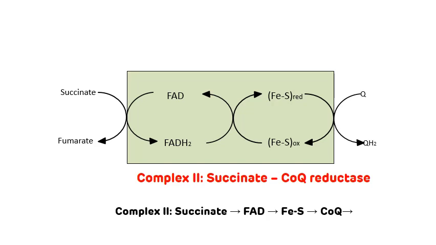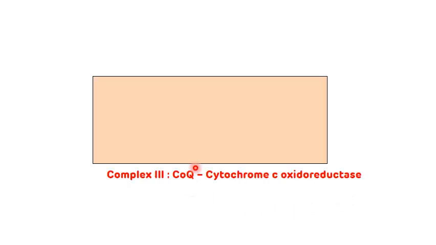Now let's see complex 3. Complex 3, it is known as a coenzyme Q cytochrome C oxidoreductase complex, and the coenzyme Q accepted the electron from the complex 1 and complex 2, and it gets converted to the QH2. Now this electron from the coenzyme Q will pass to the cytochrome B, fine, and this cytochrome B, after accepting the electron, will get reduced, and this cytochrome B will pass electron again to the iron sulfur complex.